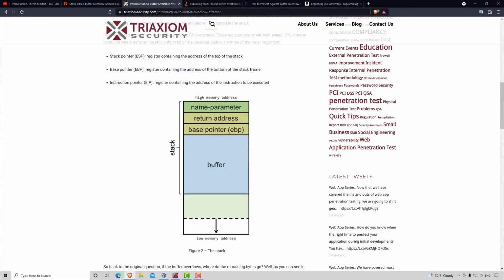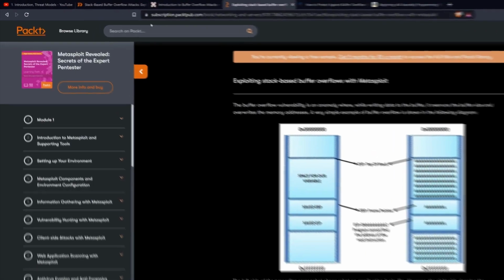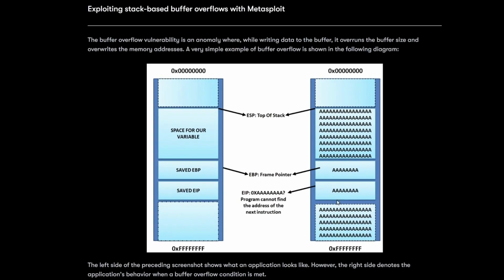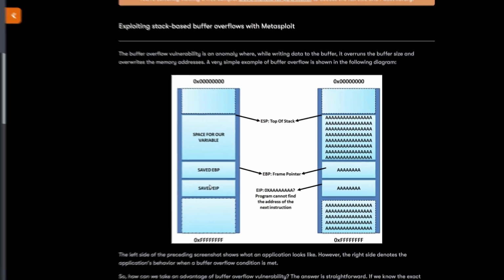Okay, so the next thing that we have is Packtpub.com, and this is a paid source, but it shows a cool image of how a stack buffer overflow looks. There is a certain variable that is vulnerable to the buffer overflow. If we overflow it with A's, the saved EBP and the saved EIP are also going to be overwritten with a bunch of A's. This way we simply control the EIP, and if we control the EIP, we also control the next code to be executed.